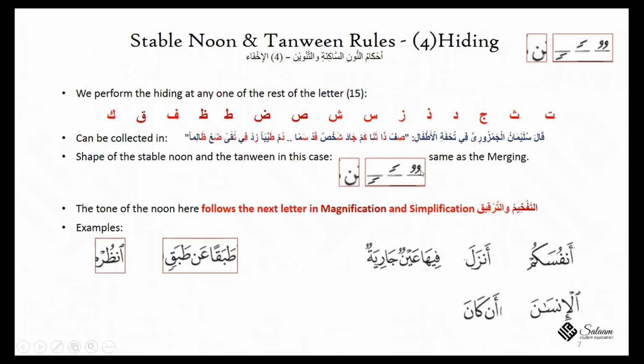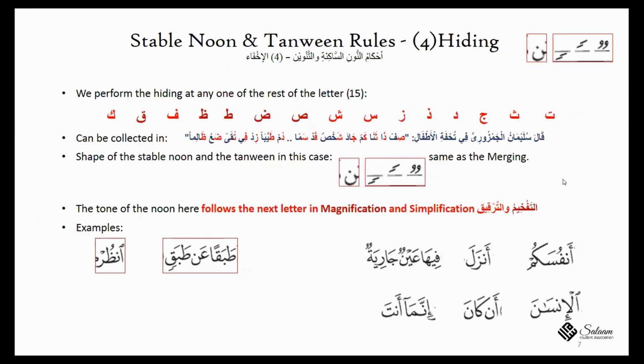Same thing with tanween. So with tanween, you will find that it is written like this. فيها عين جارية. عين جارية. And do not say it like this, عين جارية. Don't say it like this, please. So if we have a simplified letter after, you will say a simplified tone. عين جارية. إنما أنت.